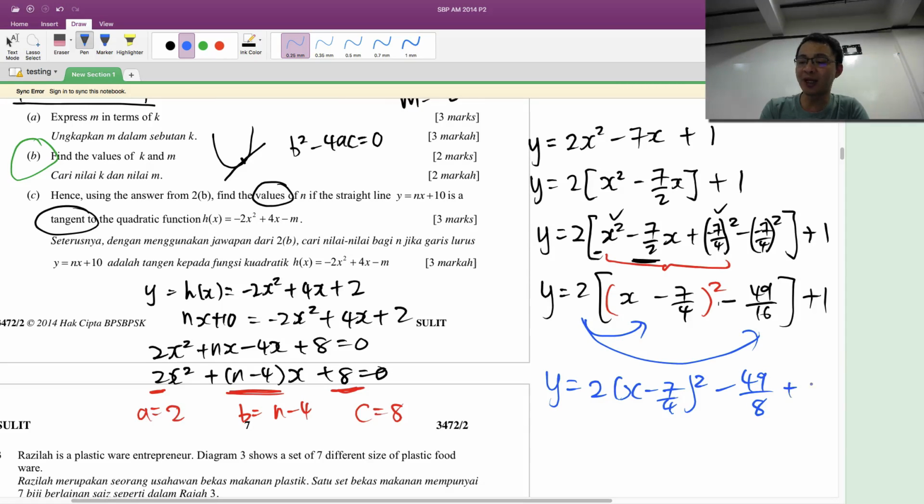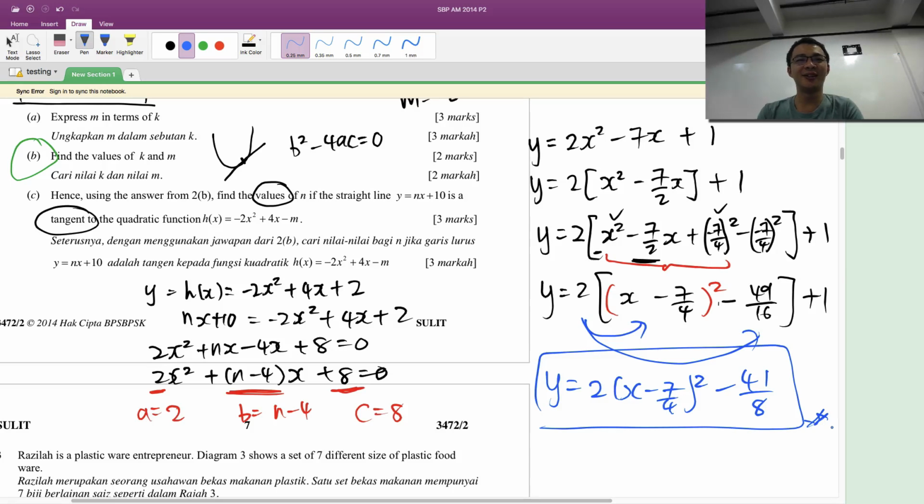1. So 1 I will change to 8 over 8. And then I will simplify the 8 over 8 with negative 49, so I will get negative 41 over 8. And this one will be gone. Okay, this is how I do completing the square. Is that a lot of steps for you? Can you understand or not?